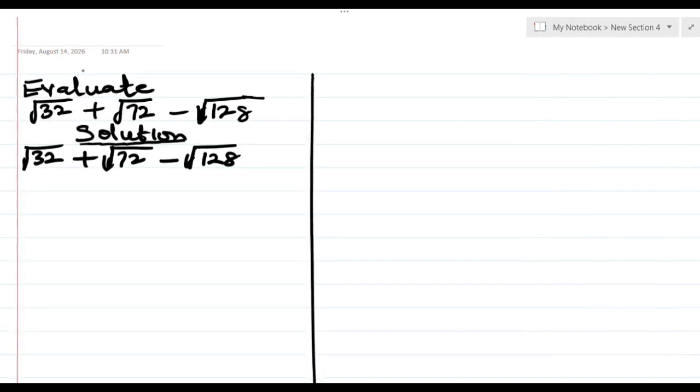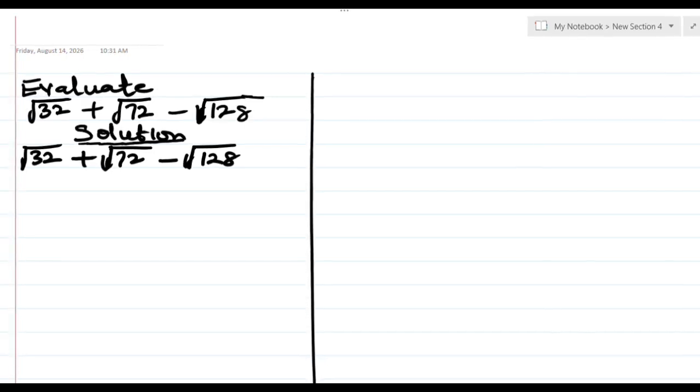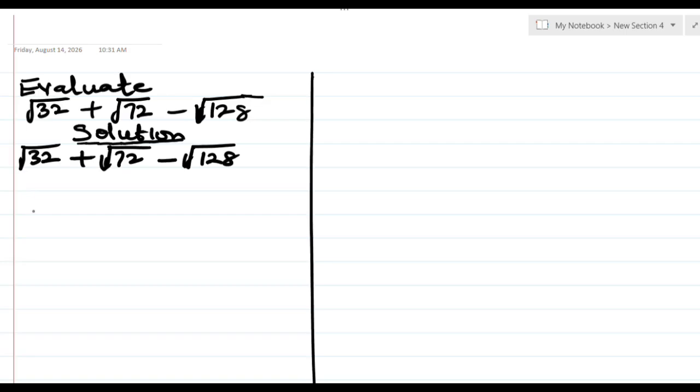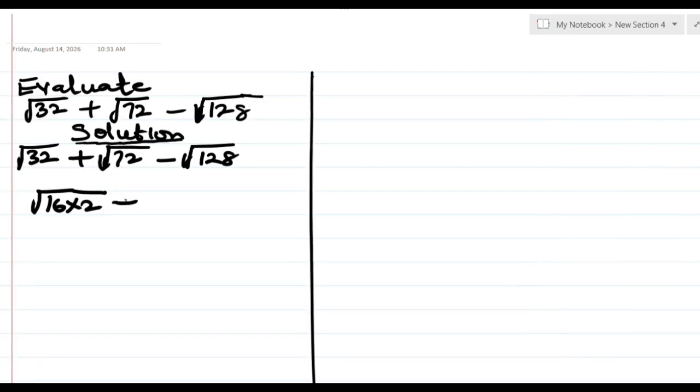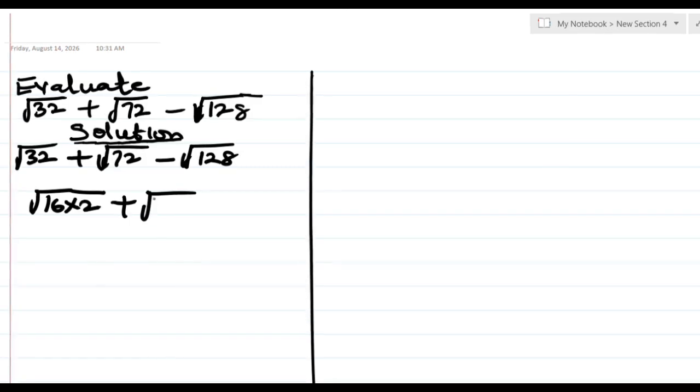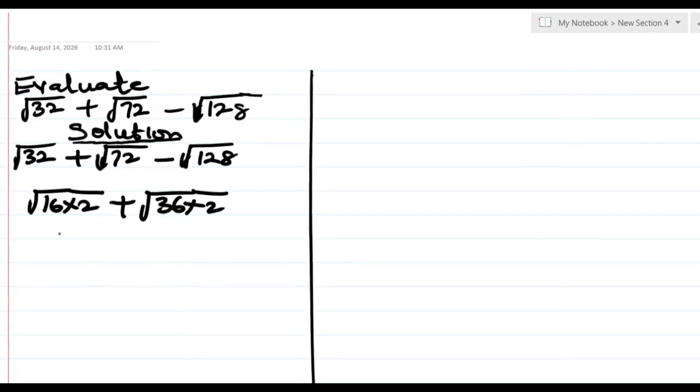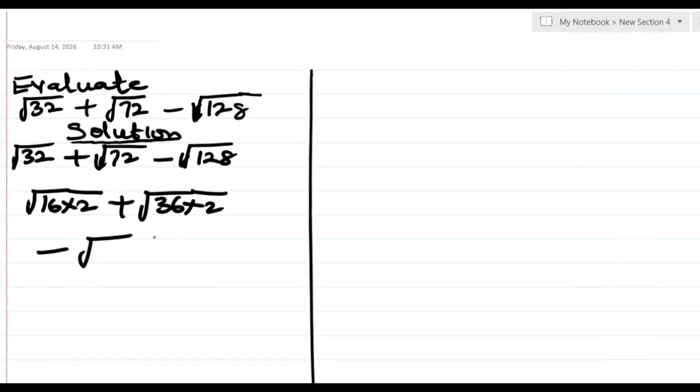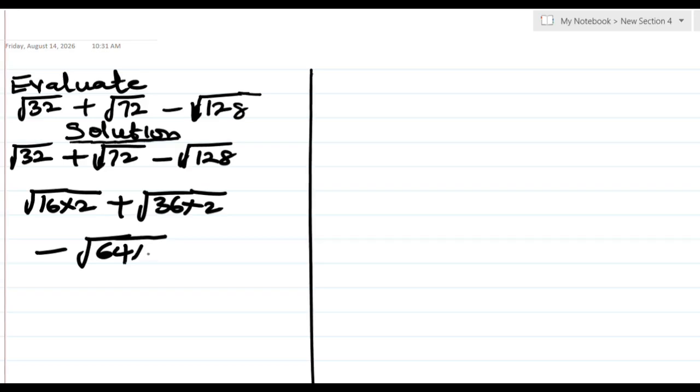So we are going to start with 32. Two factors of 32 where we can find the square root of one of its factors will give us 16 multiplied by 2. So that's square root of 16 multiplied by 2. Then for 72, two factors of 72 where we can find the square root of one will be 36 multiplied by 2. Likewise, for 128, what are the two factors of 128 that we can easily find the square root of one? That is 64 multiplied by 2.